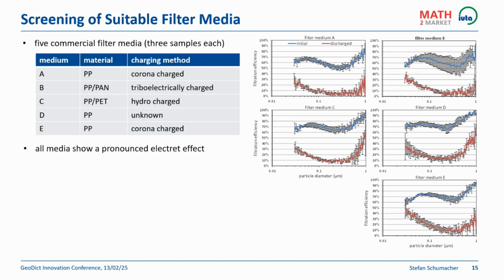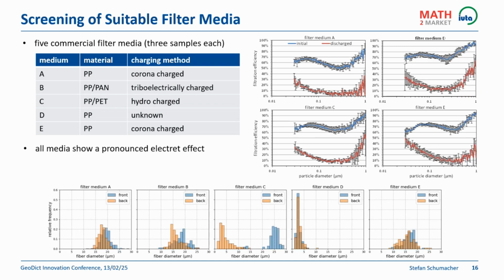And we did a kind of screening. So what you always see here in blue is the filter efficiency of the new medium, and in red after discharging it. And you see for all these media, you have a very pronounced electret filter effect. So we want to decide which is the best material to start with. And you see here for filter medium B, you have a high scatter if you test 3 different samples of the same material. That's certainly not what you want to have. So we excluded this at the beginning.